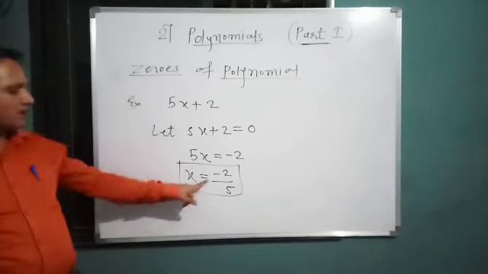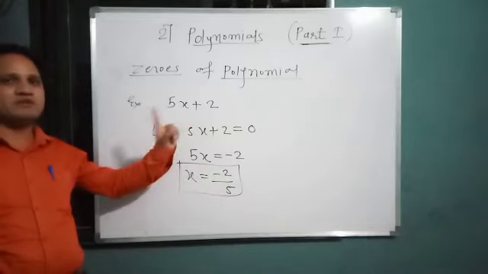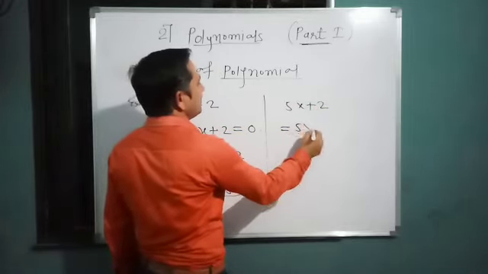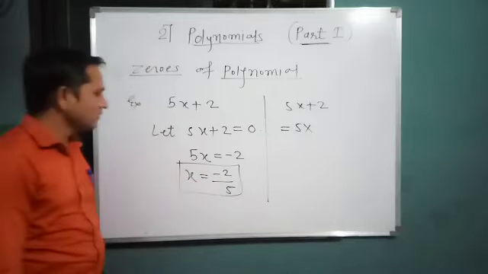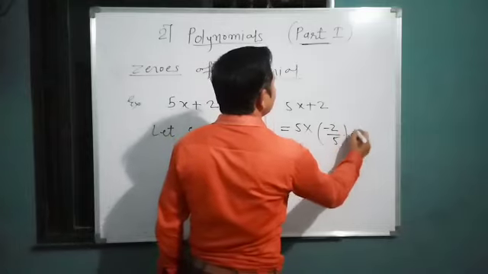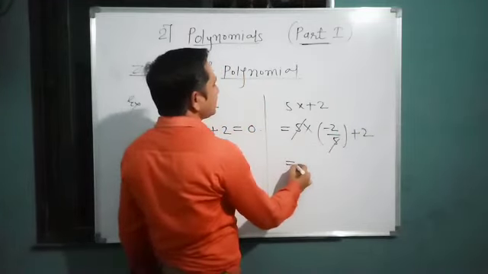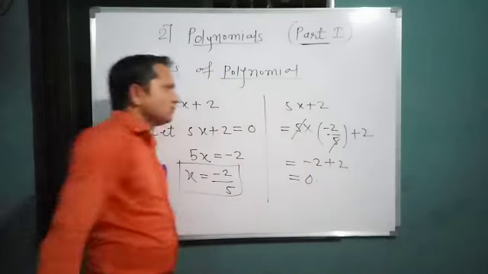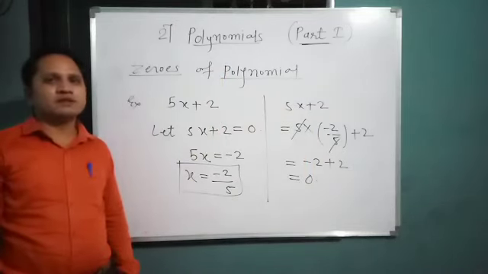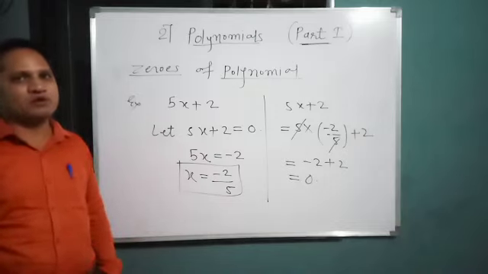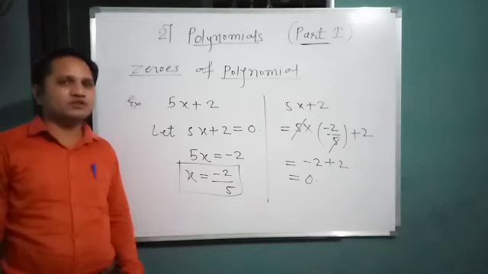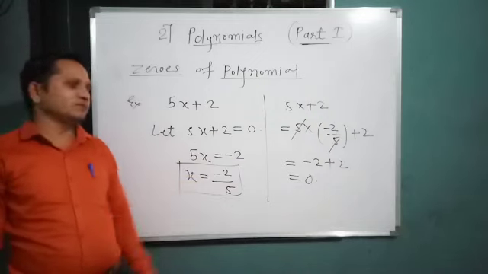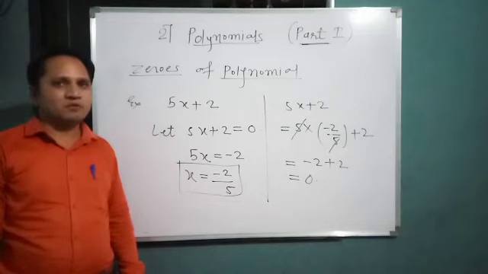Why? Suppose I put x equal to minus 2 by 5 in this expression, I will get 0. Let's see, 5x plus 2 is equal to, in the place of x I will write minus 2 by 5, plus 2. Now the 5 cancels. So what is left here? Minus 2 plus 2, and this becomes 0. So it means for a value of x, if the whole expression becomes 0, then that value of x is called the zero of the polynomial. So in this way we can understand the zeros of a polynomial. So this is a linear polynomial. In a linear polynomial we can find the zero like this way. I will tell you how to find the zeros of a linear polynomial.